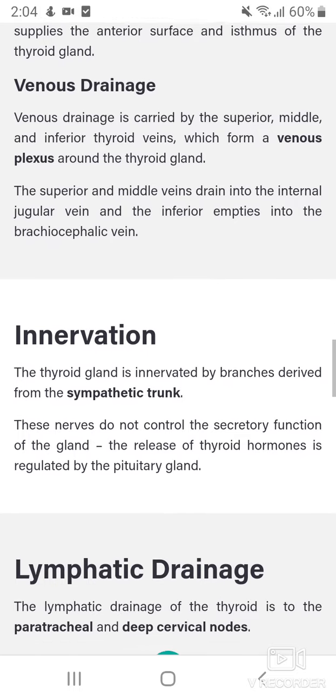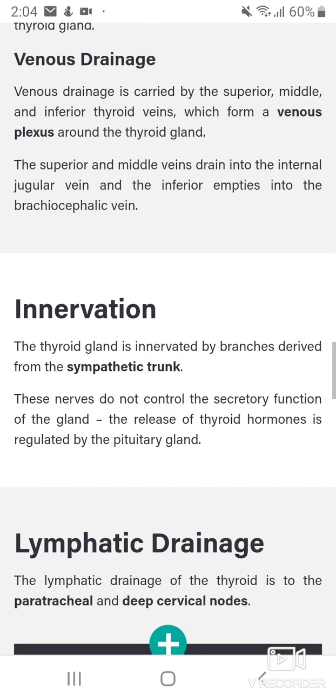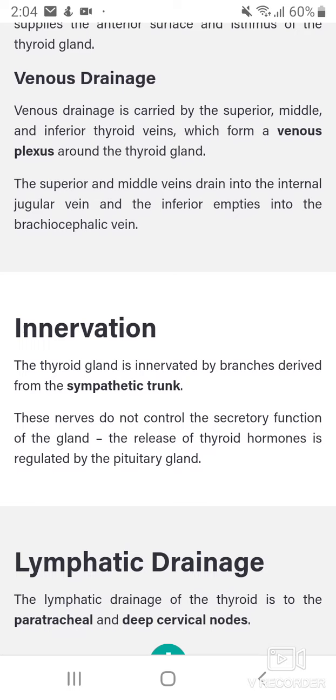Next, last in the end, you can see lymphatic drainage. Lymphatic drainage of the thyroid is to the paratracheal and deep cervical nodes. So friends, this is all about the thyroid gland.